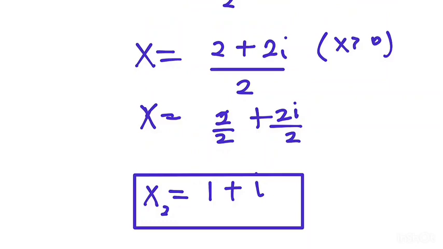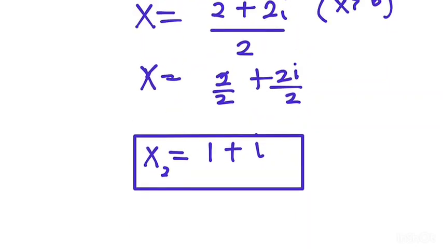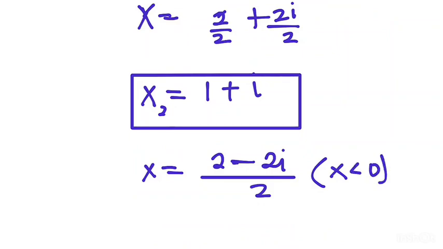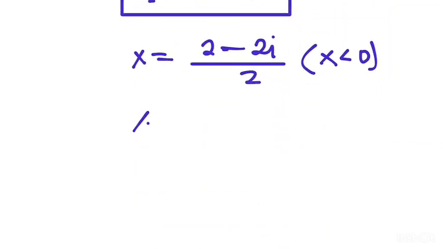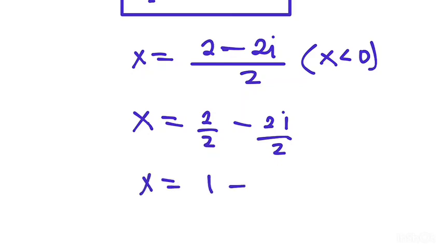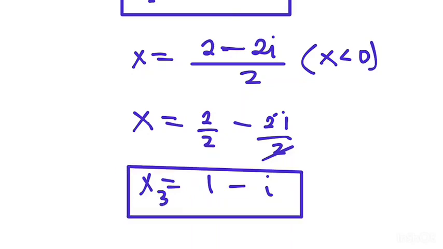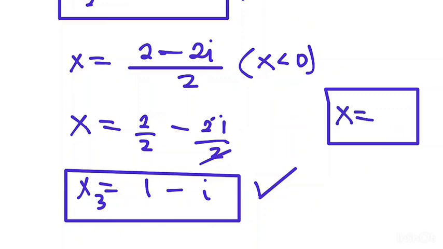Now, considering when we take the minus sign: 2 minus 2i, then divided by 2. Understood? So we're going to have x equals 2 over 2 minus 2i over 2. So we're going to have x equals 1 minus i, after we cancel the 2s. So we have this, and the one we had before is when x equals minus 1. So these are the possible solutions we have.